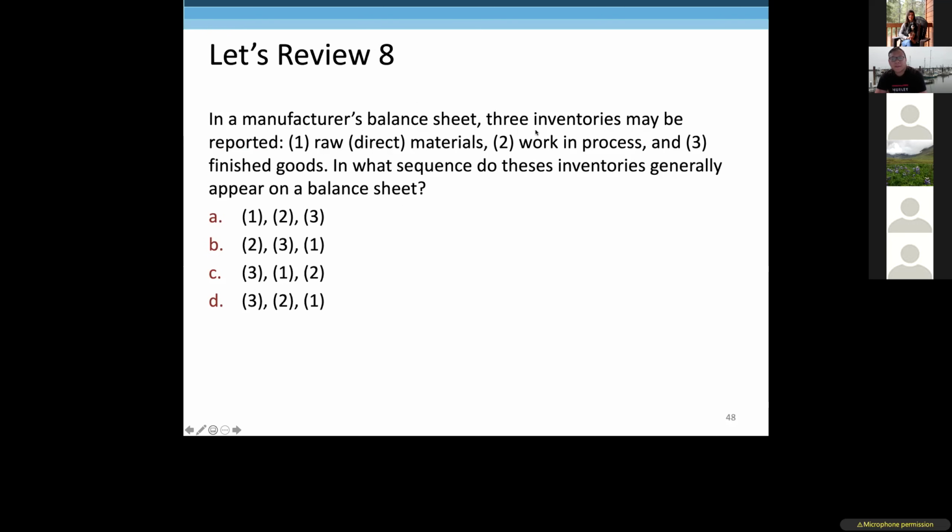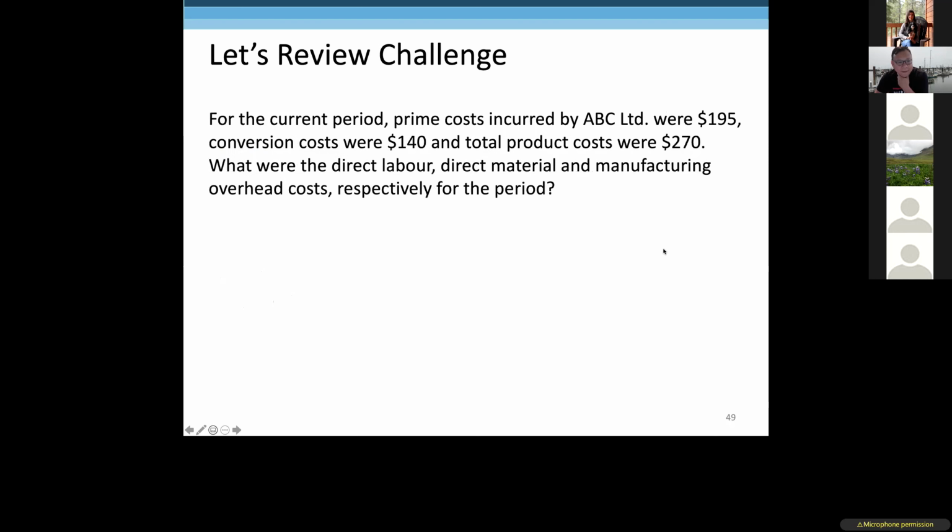In a manufacturer's balance sheet, three inventories may be reported: raw materials, work in process, and finished goods. In what sequence do these inventories generally appear on a balance sheet? D, 3, 2, 1. Very good. Yeah, D is 3, 2, 1. Good job. So you are paying attention.